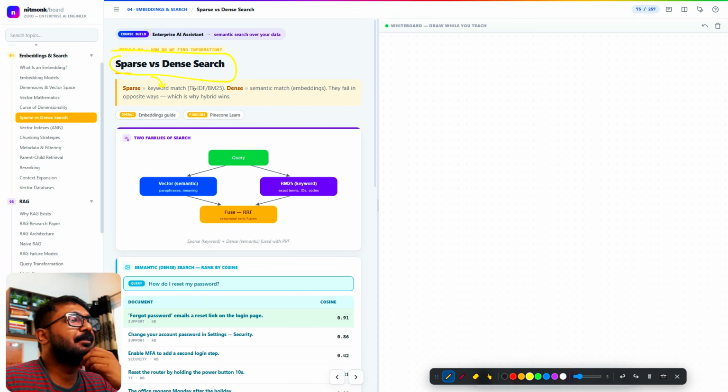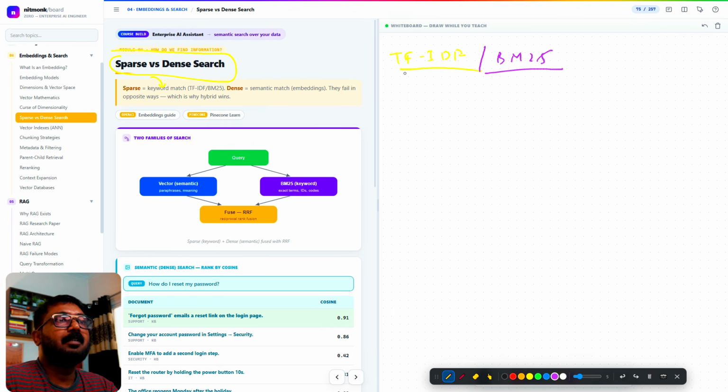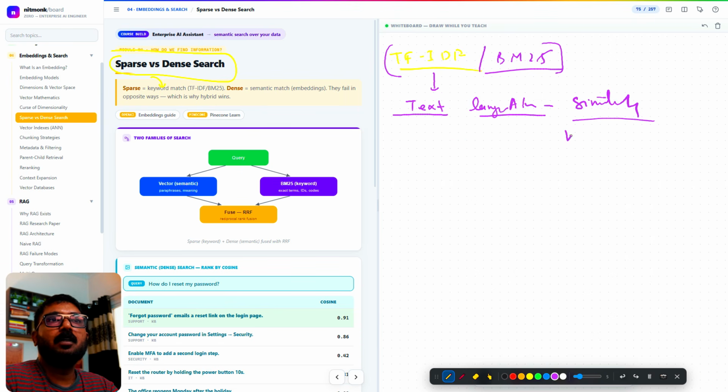Sparse is basically keyword search. We used to do TF-IDF. If you are from a machine learning background, then you understand TF-IDF. There is BM25, Best Match 25, correct? Here what we try to do is figure out text, language items. We don't do similarity. That is the difference. We don't do vector embedding.